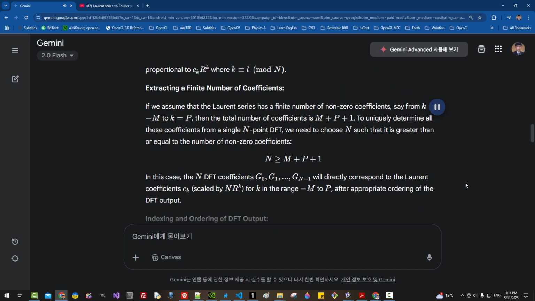Extracting a finite number of coefficients. If we assume that the Laurent series has a finite number of non-zero coefficients, say from k equals -m to k equals p, then the total number of coefficients is m plus p plus 1. To uniquely determine all these coefficients from a single N-point DFT, we need to choose n such that it is greater than or equal to the number of non-zero coefficients. In this case, the n DFT coefficients G_0, G_1, up to G_{n-1} will directly correspond to the Laurent coefficients c_k, scaled by n r^k, for k in the range -m to p, after appropriate ordering of the DFT output.